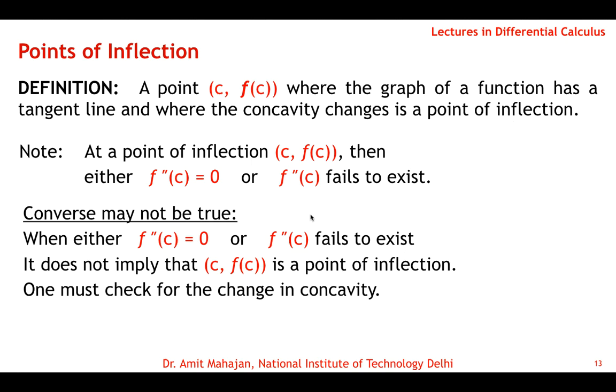This also gives us an idea of how we can check for points of inflection. We calculate the second derivative of the function, put it equal to 0 and find those points, and also note all the points where the second derivative fails to exist. At those points we check how the concavity behaves in an open interval containing that point. If the concavity is changing, then those points are points of inflection; otherwise they are not.